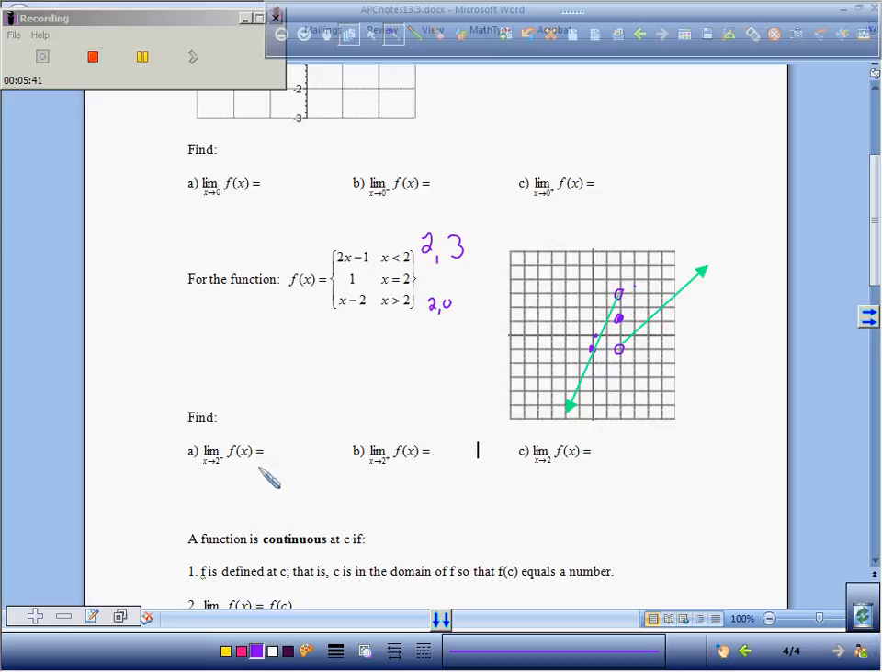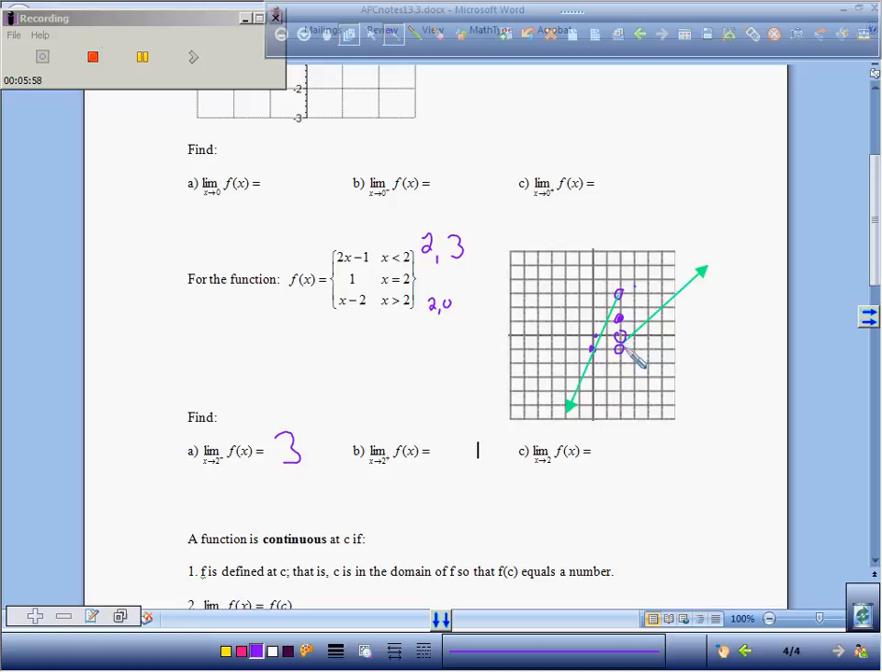3, right? So that limit is 3. What's the value that x is approaching as x approaches 2 from the right side? Oh, should that be 0? Did I draw my graph wrong? Sorry. It should be up here.